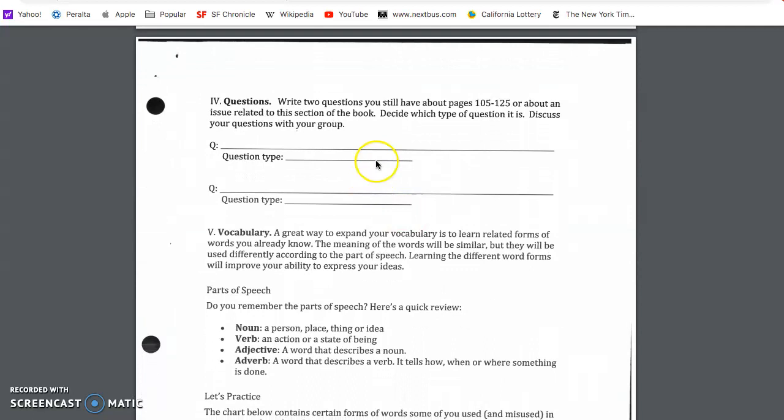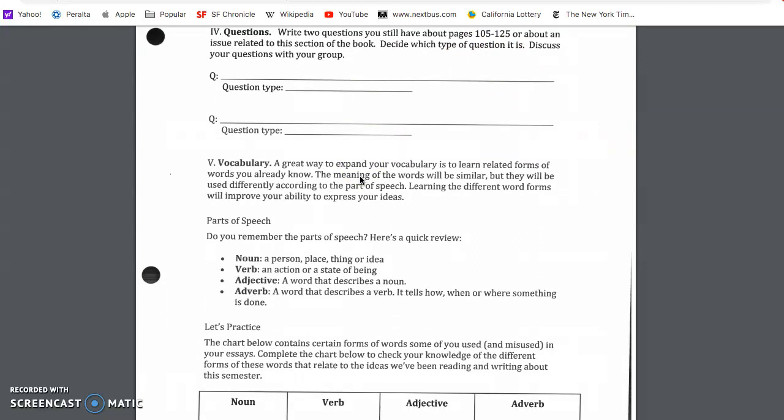And then afterwards, I want you to write two questions that you still have about this section of the book and write what question types you have.